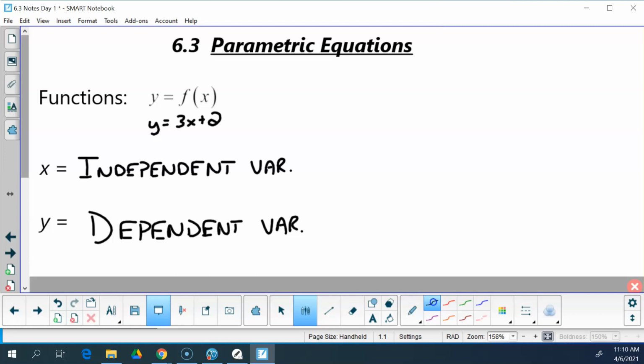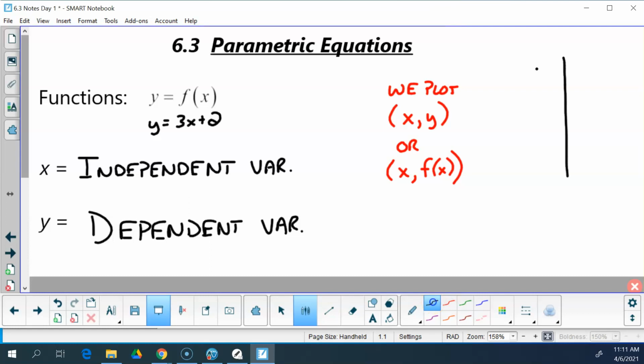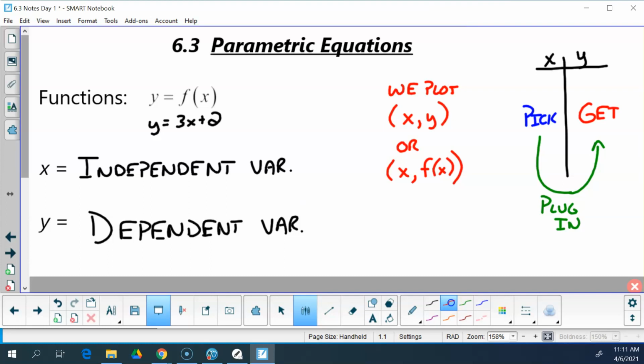Right? And if we were graphing these, we plot the points x, comma, y, right? That's what we would use to put on our graph. Or, really, what we're plotting is x, comma, f of x, right? Because we take x values, we pick these, we plug in, and we get those. Right? That's how a regular old function would work. Okay? Love. Great. All is well.